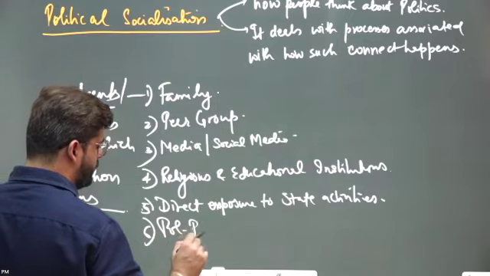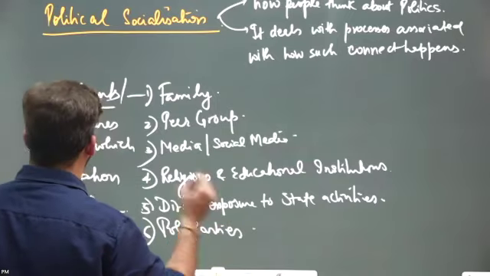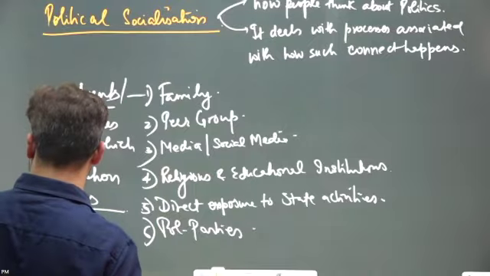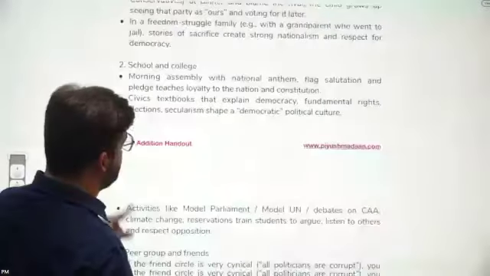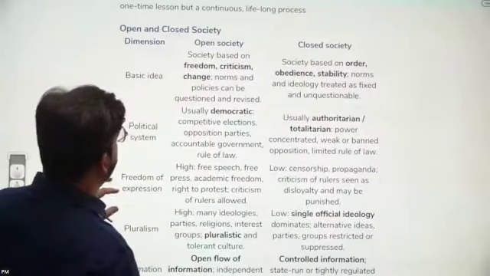Okay, so you should know these agents. Once you know the agents, once you know the structures through which socialization happens, and you know what socialization is, now we come to the concept of open and closed society.